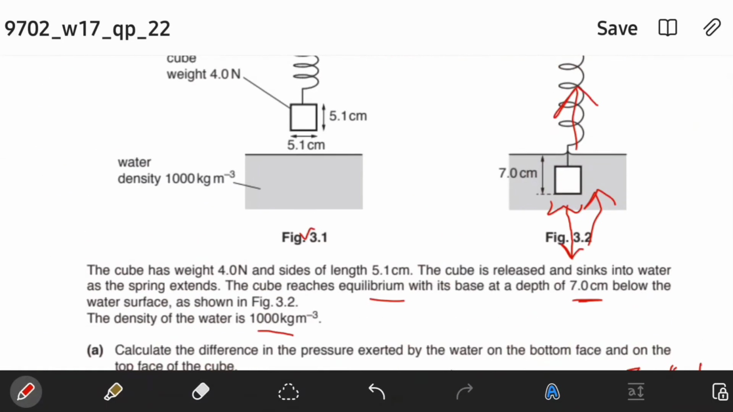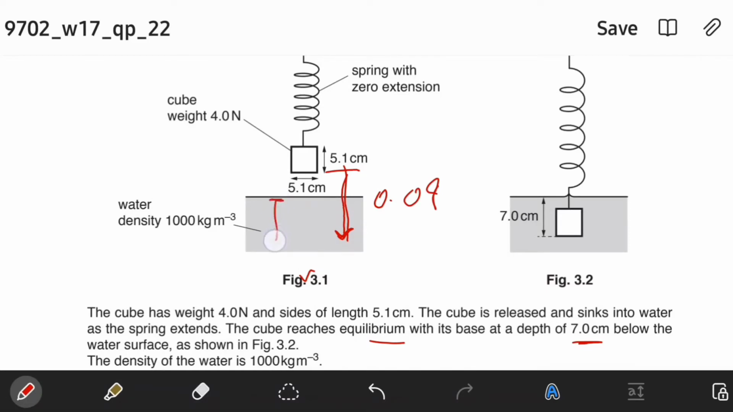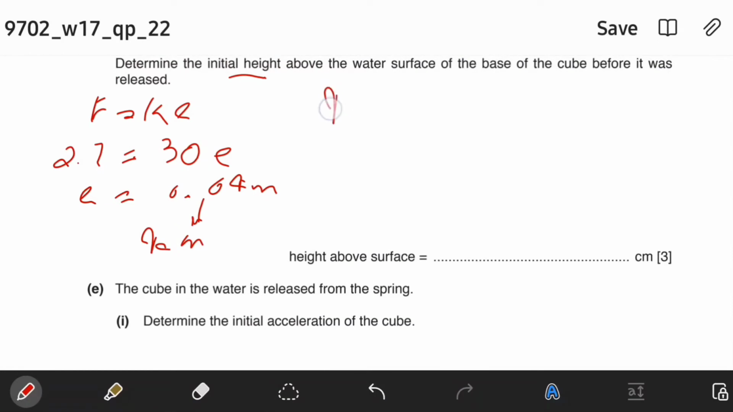Now let us go back to the diagram. Here, this whole distance is 0.09. This was the extension, right? And this underwater distance is given, which is 7 centimeters. So to find out this distance above, we just have to subtract 7 from 9, right? So 9 minus 7 would give us 2 centimeters.